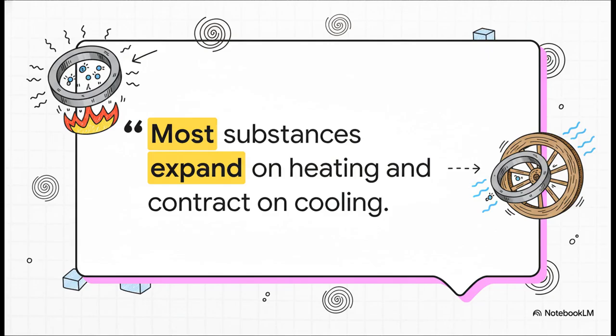It all comes down to this one simple, fundamental rule. When you heat something up, you're giving its molecules more energy. They start jiggling around more and more, and they push their neighbors farther away. The result? The entire object gets bigger. So that blacksmith's ring expands just enough to slide onto the wheel. And then, as it cools down, it shrinks and grips that wheel with a force that is just unbelievable.